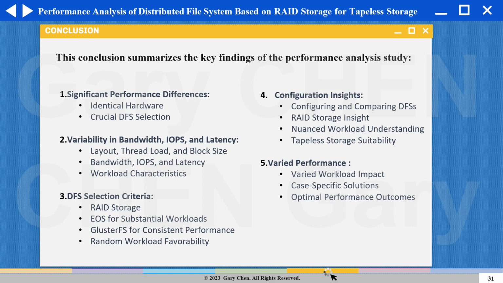Third, DFS selection in RAID storage. In a RAID storage setup, EOS is favored for substantial workloads, while ClusterFS ensures relatively consistent performance across varying workloads, particularly for random tasks.